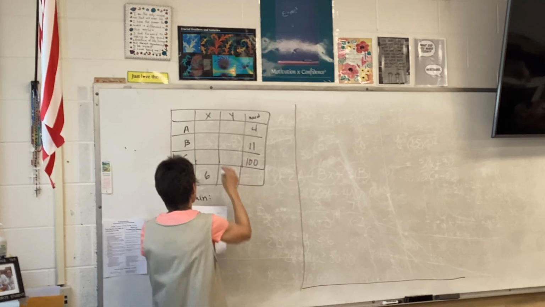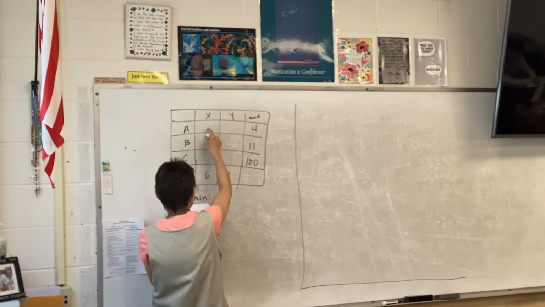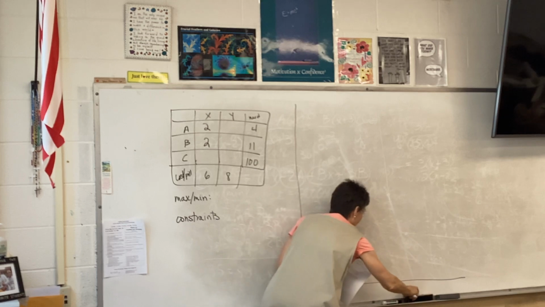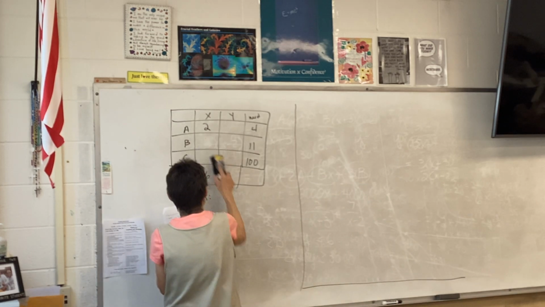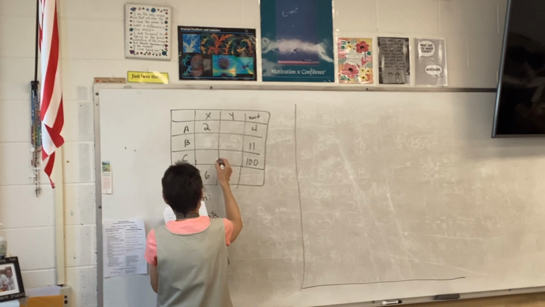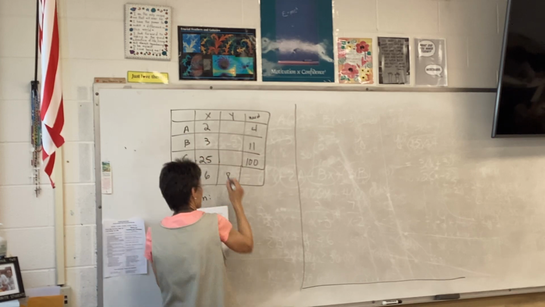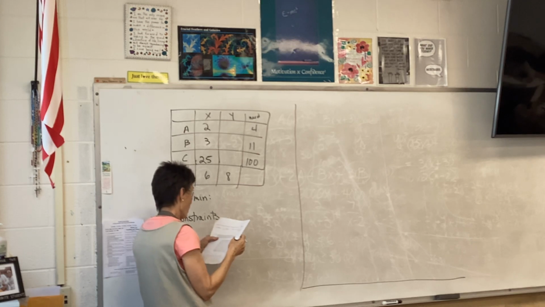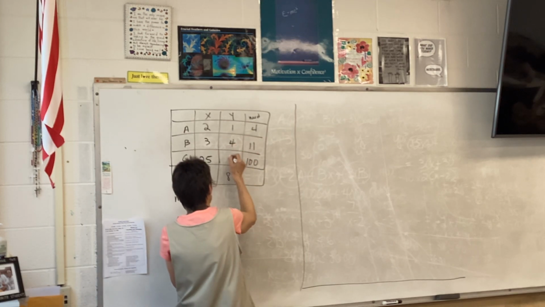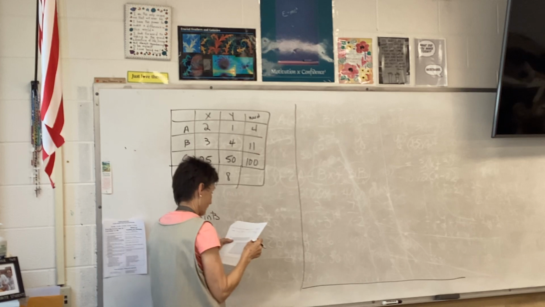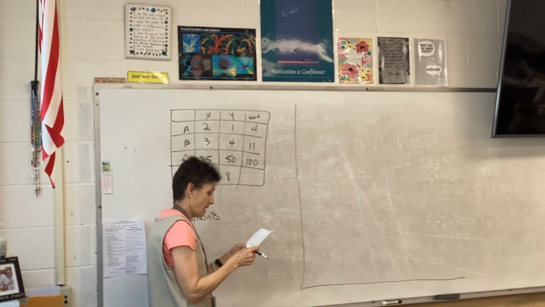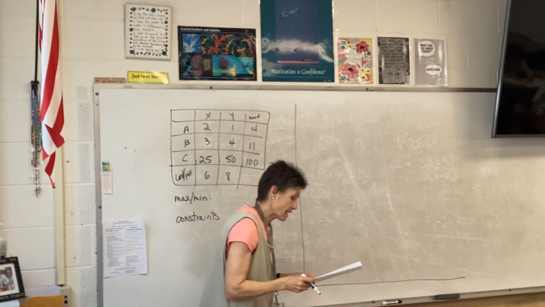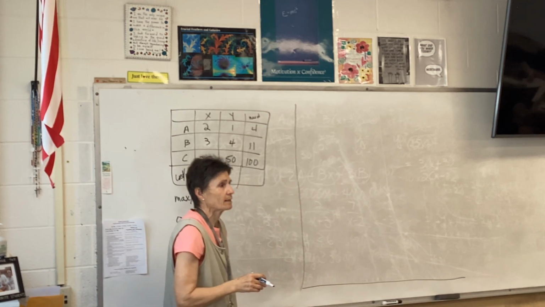All right, brand X gives me two A's, 3 B's, and 25 C's. Y gives me 1, 4, and 50. How many pills of each brand should be taken each day in order to satisfy the need most economically?